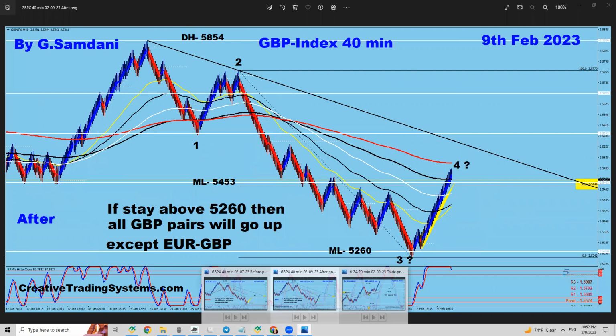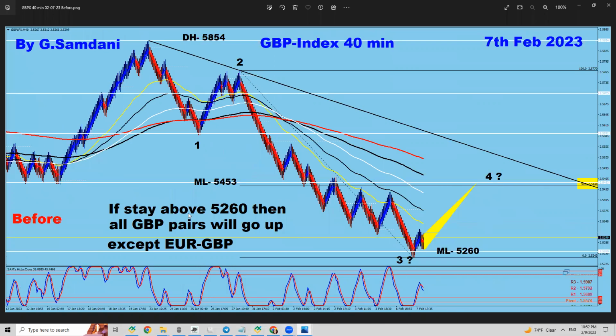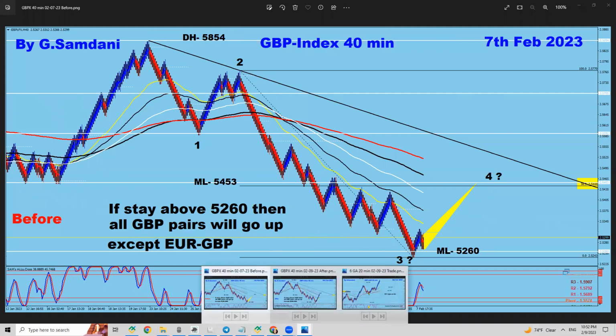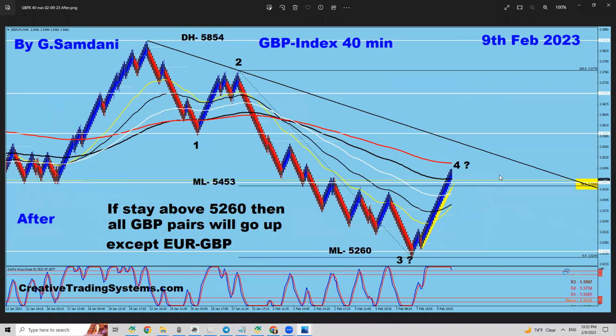What I wrote on the chart when I made it was that if it stays above 50 to 60 and bounces and goes for wave 4, then all pound pairs will go up except Euro Pound. So you've got 5 or 6 pound pairs, right? More or less. So what happened? If they are going to go up, then I should take the trades, right? If not, then what is the use of making this chart, right?